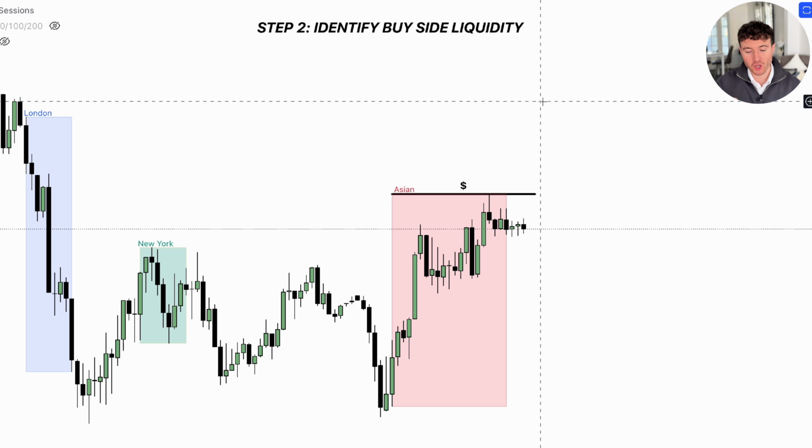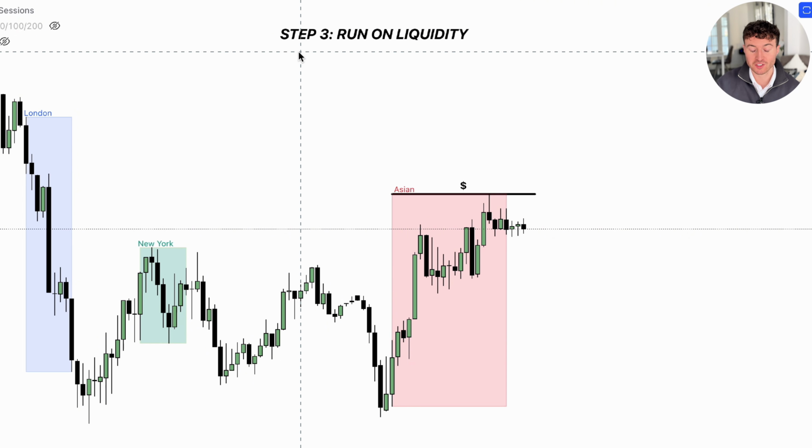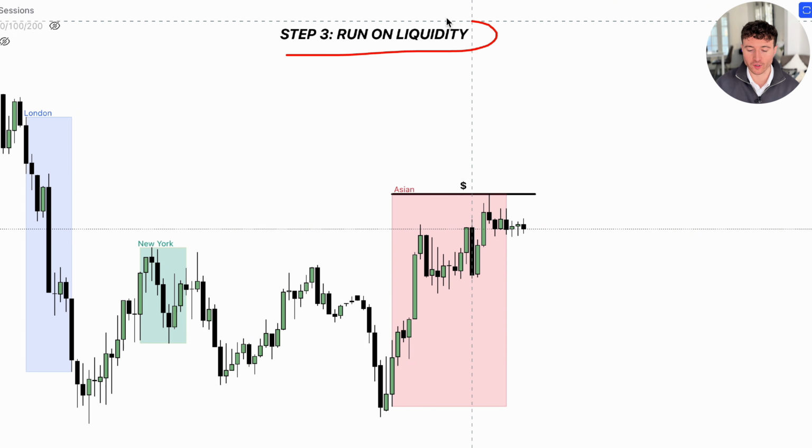And for anyone new here, what is liquidity? It's simply where there's a lot of stop losses and there's a lot of buy stops within the market. And liquidity is simply used as fuel in order for the institutions to move the market in the intended direction. Okay, step number 2 is important. But if you don't understand step number 3, you will lose hundreds of thousands of dollars. And step number 3 is run on liquidity.